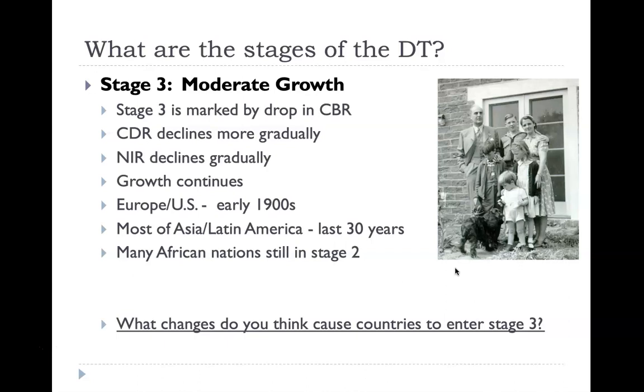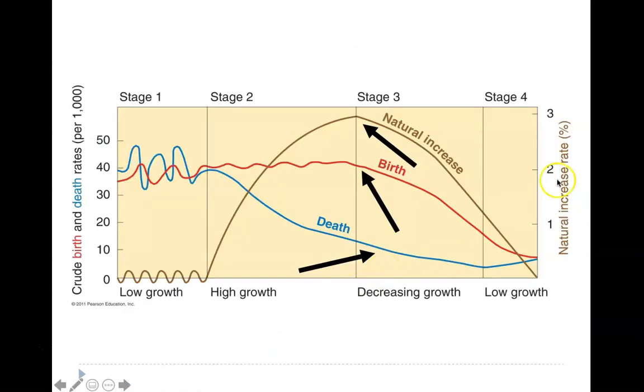We see this happening in Asia and Latin America in the last 30 years. This has not necessarily happened yet in African nations, right? Many African nations are still in stage 2. All right, again, we see right here the birth rate dropping, which means then as the death rate continues to drop, you're going to see the natural increase start to drop too. And this gets fairly steep as well, right? It's not as steep as stage 4, but we start to see a drop off here.